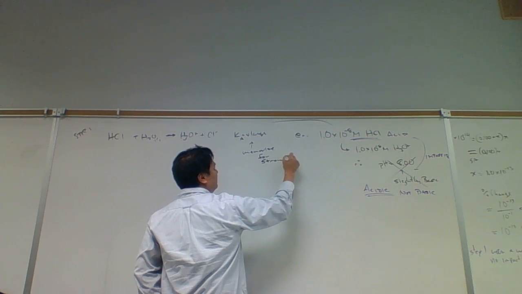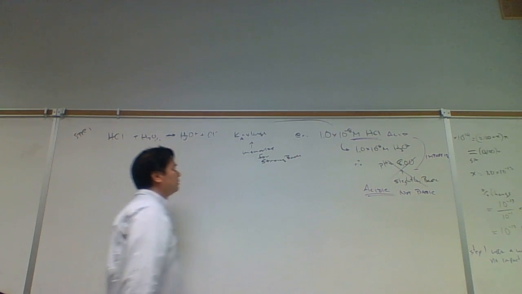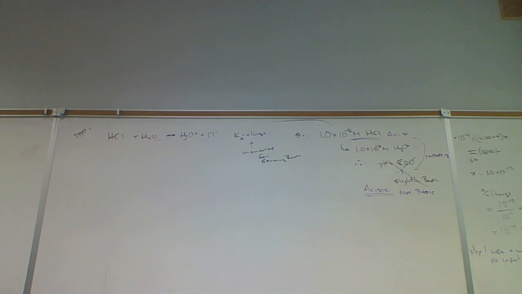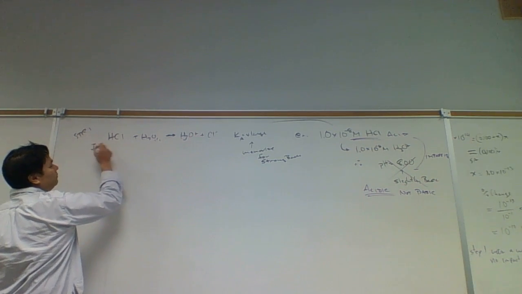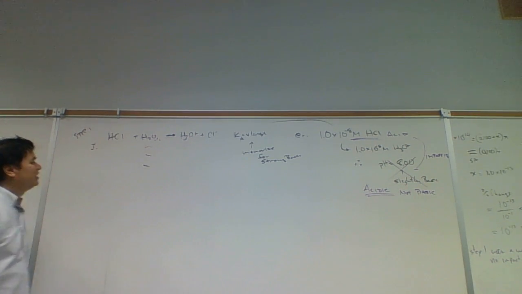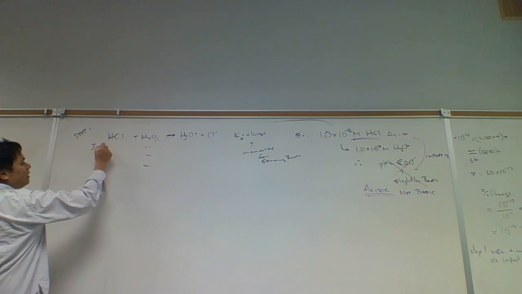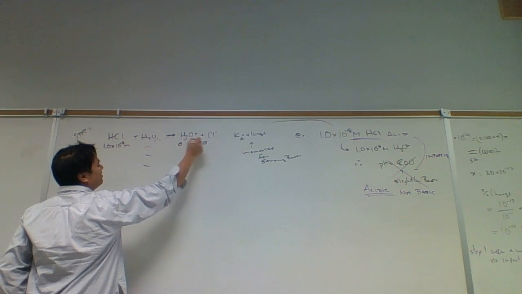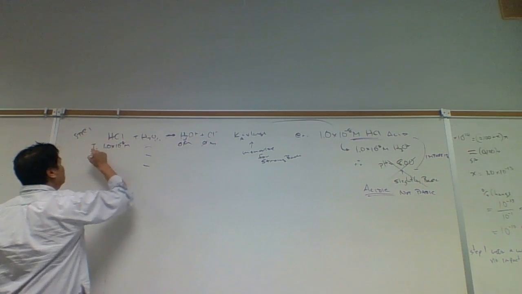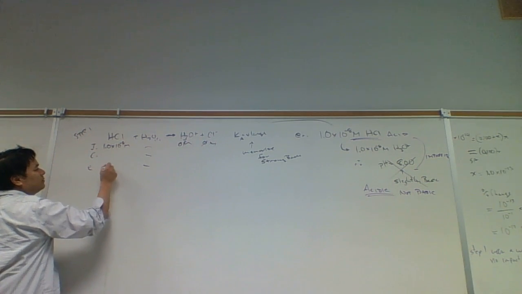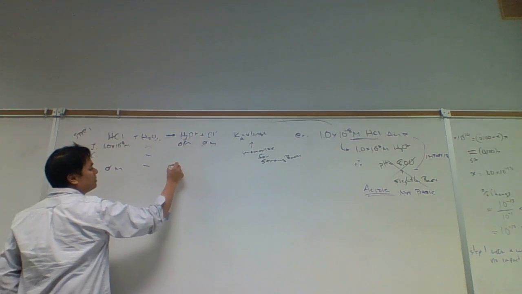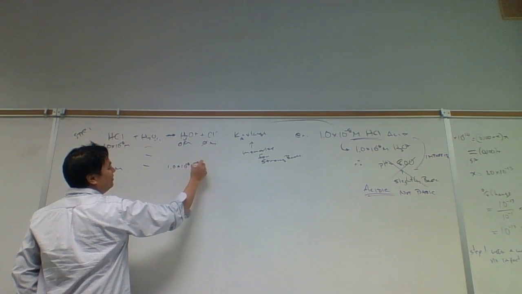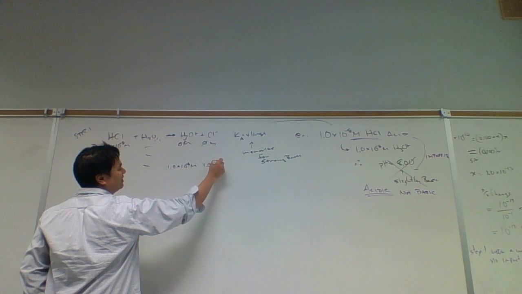And bases. Bases are different. We'll talk about bases next. Okay, so here, water is a liquid, so we'll just omit that from the table. But here we're going to have 1.0 times 10 to the minus 8 molar, 0, and 0 molar. And change is complete, so at equilibrium it's going to be 0 molar, 1.0 times 10 to the minus 8 molar, 1.0 times 10 to the minus 8 molar.